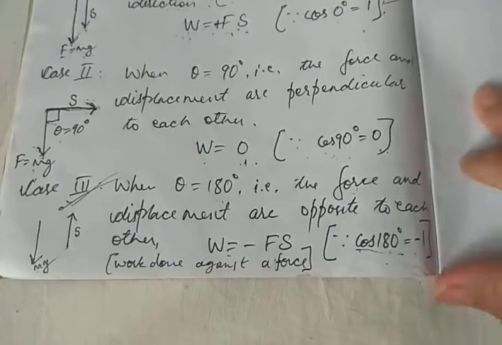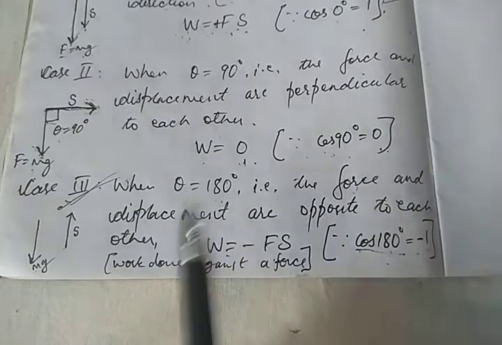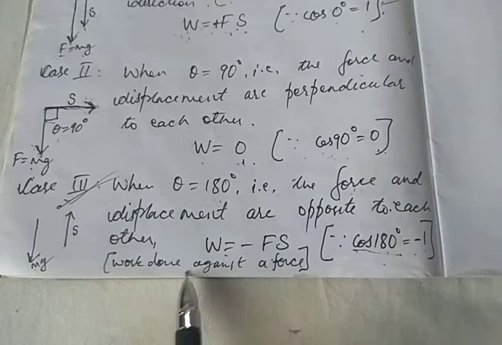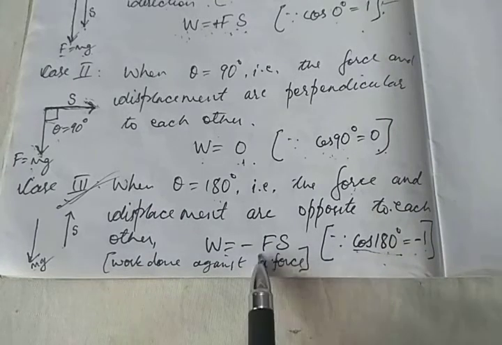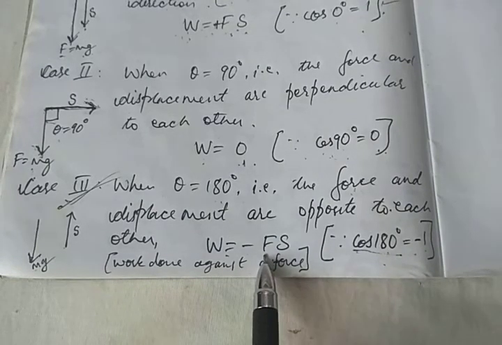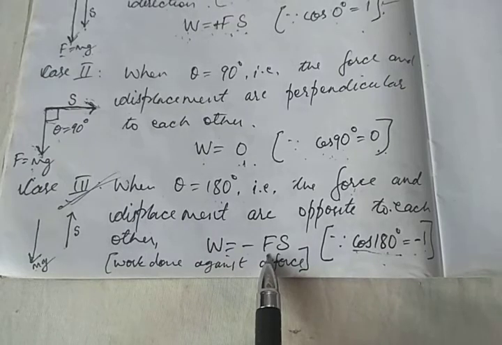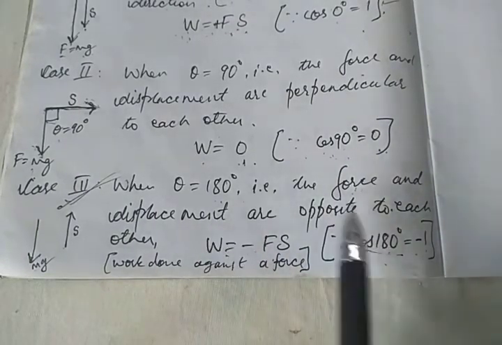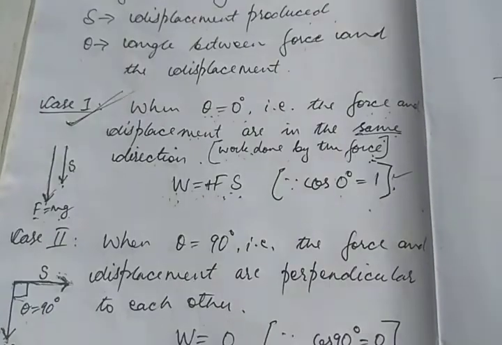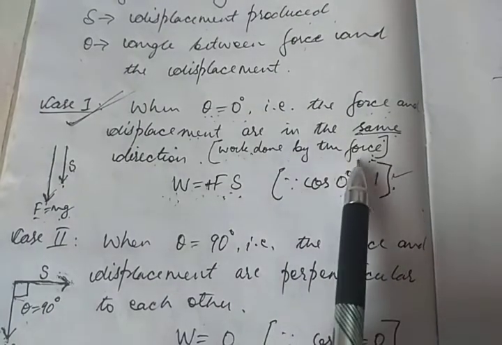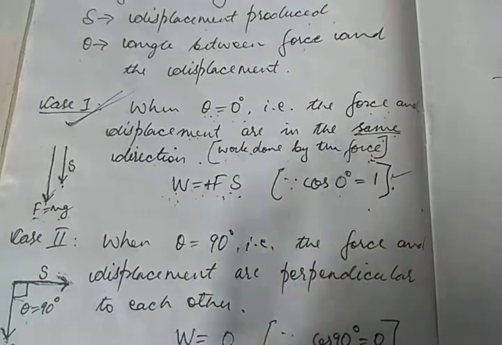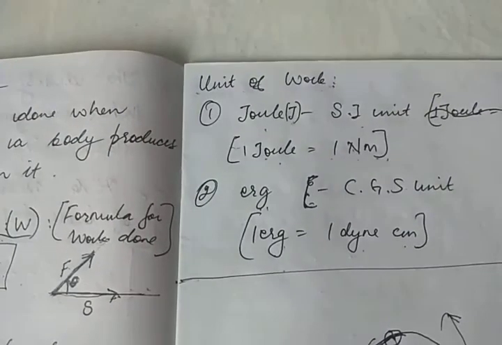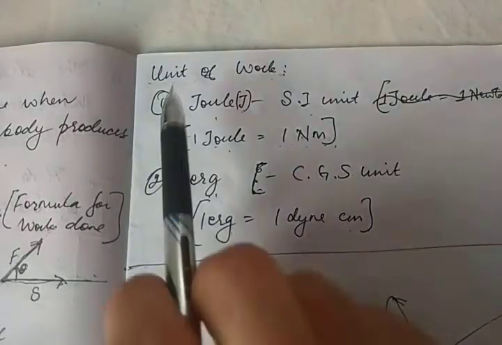In case number 3, whenever force and displacement are in opposite directions, we say work is done against the force, in which case the work done is negative. Remember, negative work means work is done against the force, in which case force and displacement are in opposite directions. Work done is positive means work is done by the force, in which case force and displacement are in the same direction. Remember that.